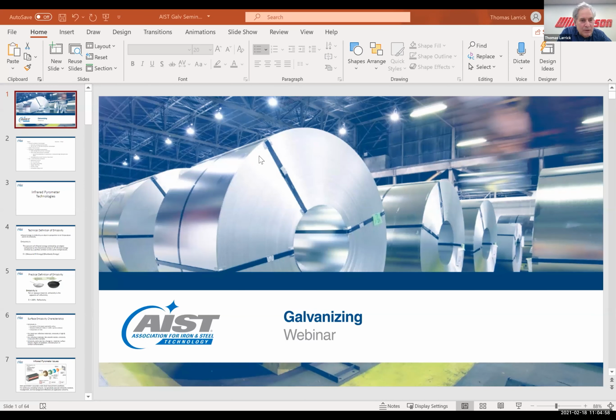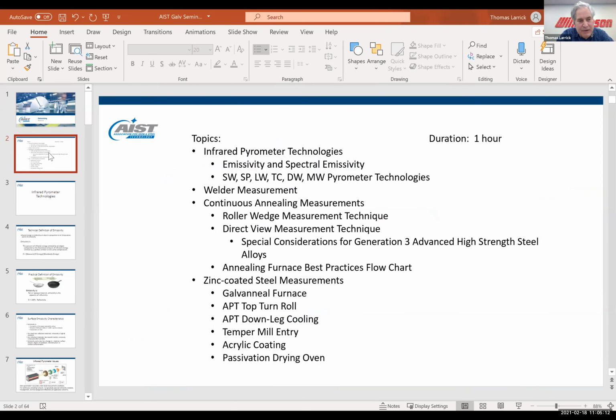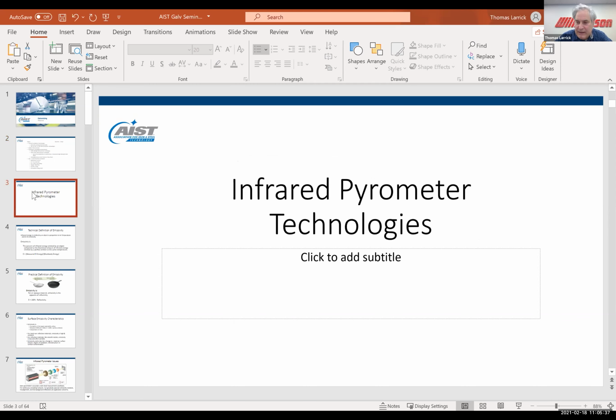Good morning and welcome. I'm going to be covering temperature measurement for infrared for continuous annealing lines. Today we'll be discussing infrared technology, welder measurement, continuous annealing measurements in the annealing furnace for the roller wedge, direct view measurement technique. We'll be talking about zinc-coated steel, galvanneal measurement, and the various zinc-coated steel measurement points. We're going to start by discussing a little bit about infrared pyrometer technologies.